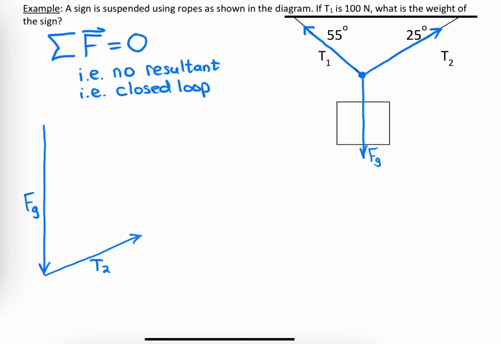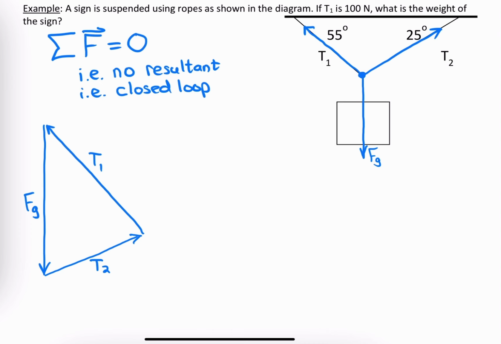And then I'm going to do T1, which is heading up a little more steeply up and to the left. And remember, because they all add to 0, I should get back to where I started in my triangle. All right.